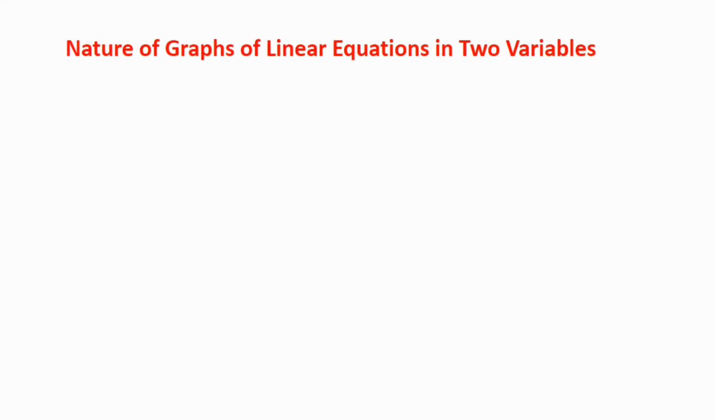Next, we shall have a quick review of the nature of graphs of linear equations in two variables. Here, by observing the coefficients and the constants, how we have to come to a conclusion about the nature of the graphs, that is what we are going to discuss here. First condition, that is a1 by a2 not equal to b1 by b2. If it is satisfied, then we can say that the graphs are intersecting lines, meaning the two lines will meet at a particular point. Then we can come to the conclusion that the system will have a unique solution.